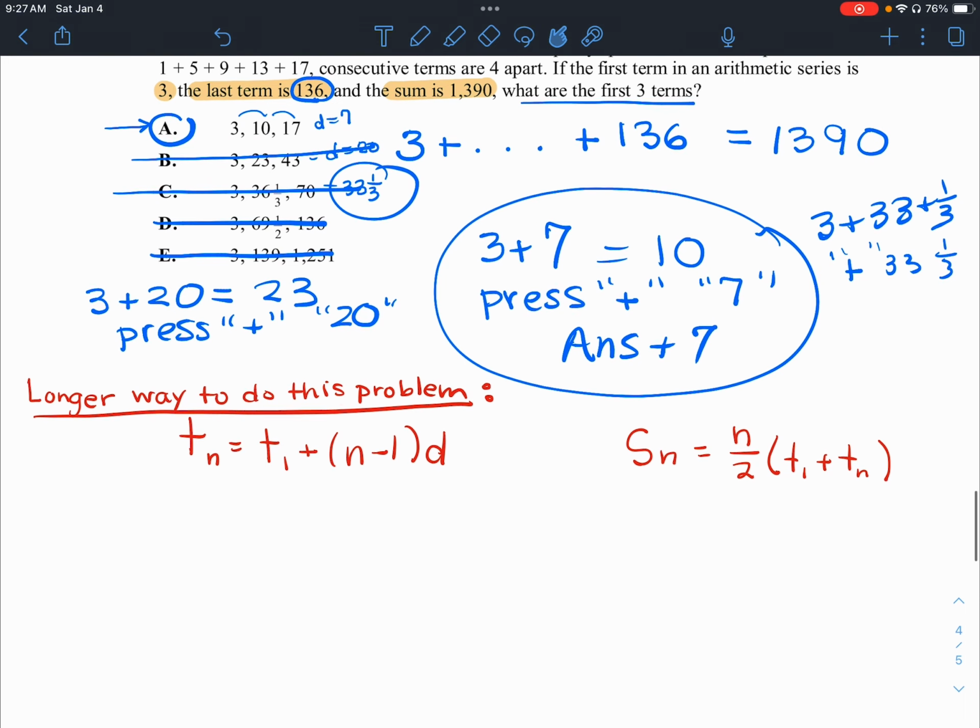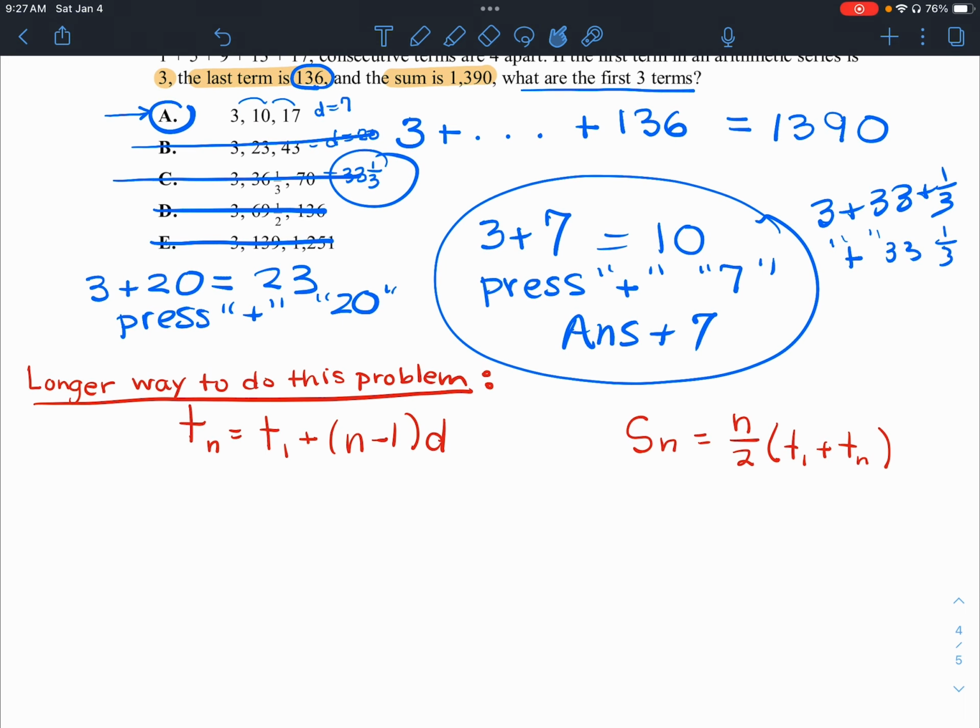There's a couple of formulas that you would have to kind of know in order to be able to do this a little bit algebraically. This formula here on the right is the formula for the sum of the terms in an arithmetic sequence. So for this particular problem, you were given the sum of the terms is 1,390. The issue is we do not know how many terms there are in this sequence. We know 3 is the first. We know 136 is the last. We're missing a bunch of terms in the middle. We don't know how many.